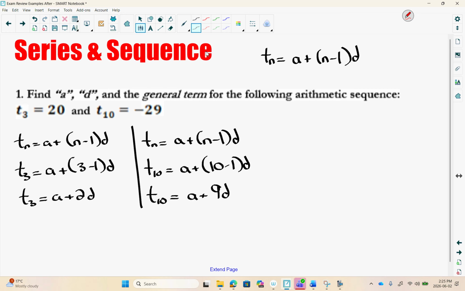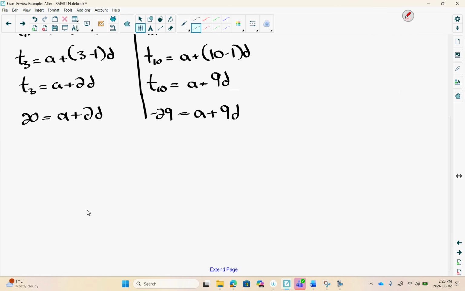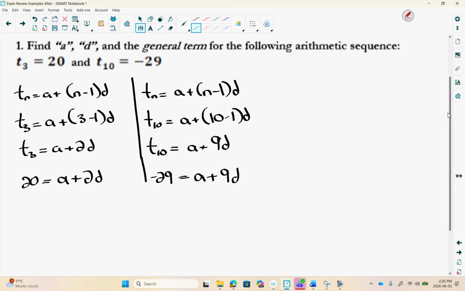Now, I can also make this distinction. If term 3 is equal to 20, and term 3 is equal to a plus 2d, then a plus 2d must equal 20. And by that same logic, term 10, or negative 29, must equal a plus 9d. So I just filled that number, negative 29, in for term 10, and this number, 20, in for term 3. And what I have right now is a 2x2 system of equations. I can solve this system of equations by subtracting, and if I subtract, this is what I end up with.